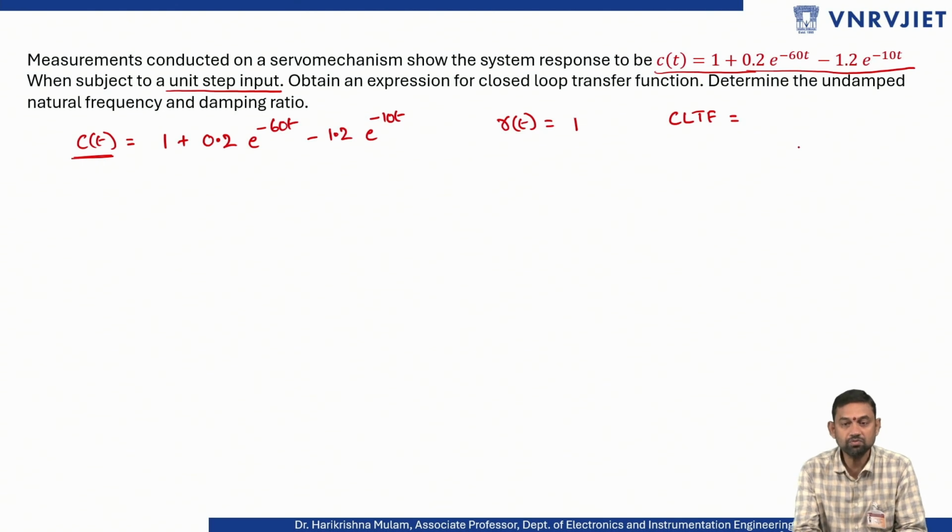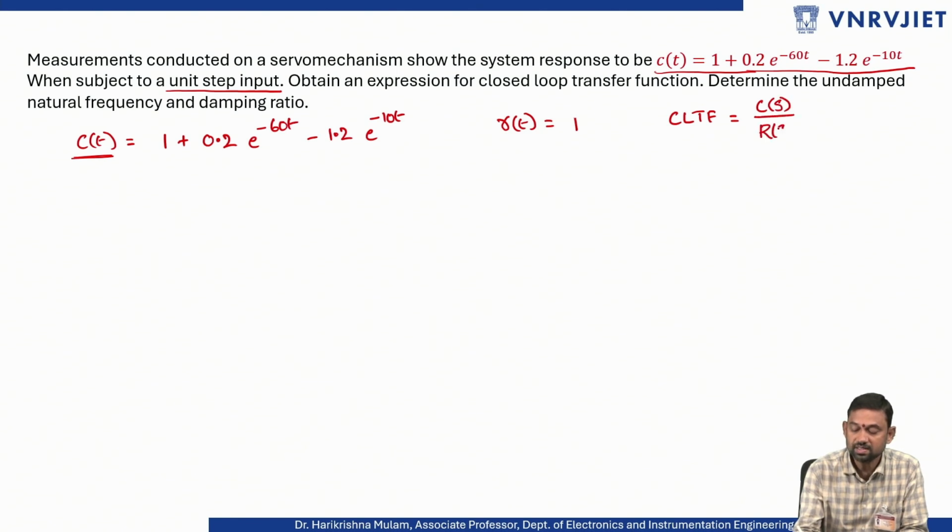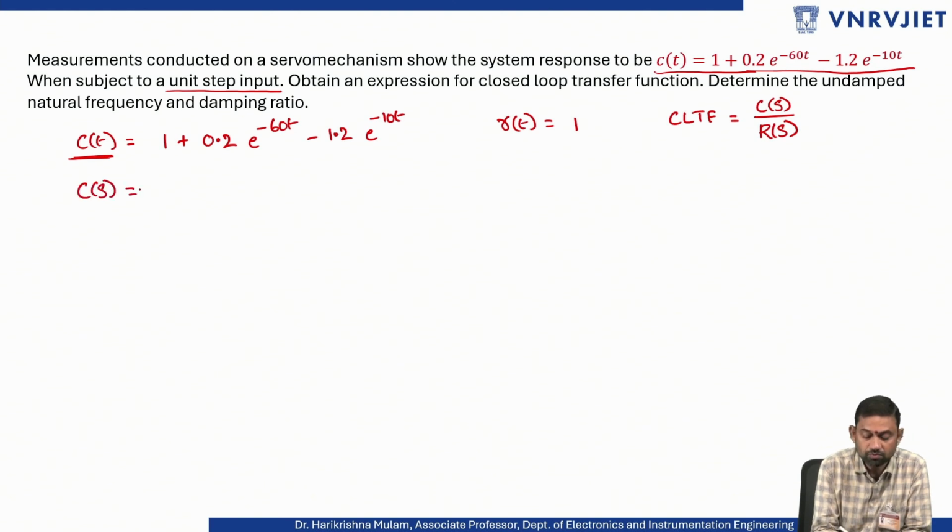Whether it is the closed loop transfer function or the open loop transfer function of the system, the definition is the ratio of the Laplace transform of output to that of the Laplace transform of input. So C of S by R of S is the formula for the closed loop transfer function. So you need to find C of S first. C of t is given. You need to find C of S, the output in the S domain, from the output in the time domain.